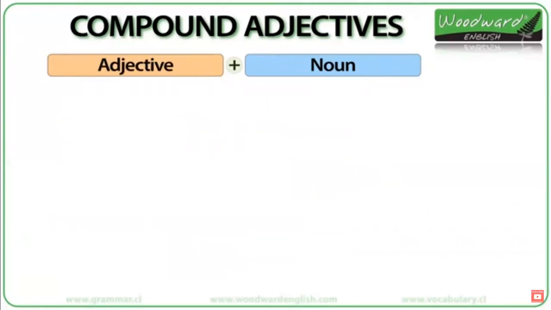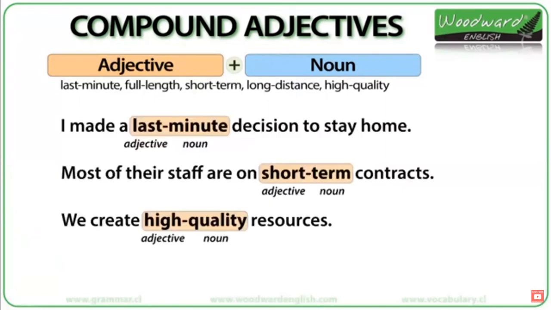Adjective plus noun. Some examples of compound adjectives that are made from an adjective plus noun include last-minute, full-length, short-term, long-distance, high-quality. Our example sentences: I made a last-minute decision to stay home. Most of their staff are on short-term contracts. We create high-quality resources.